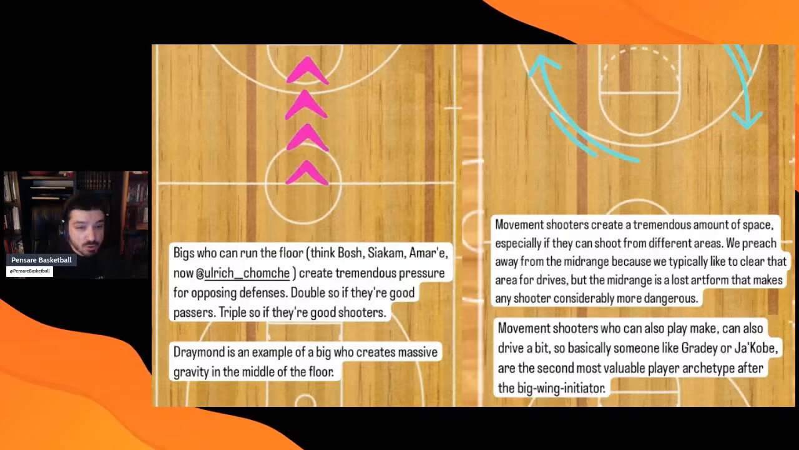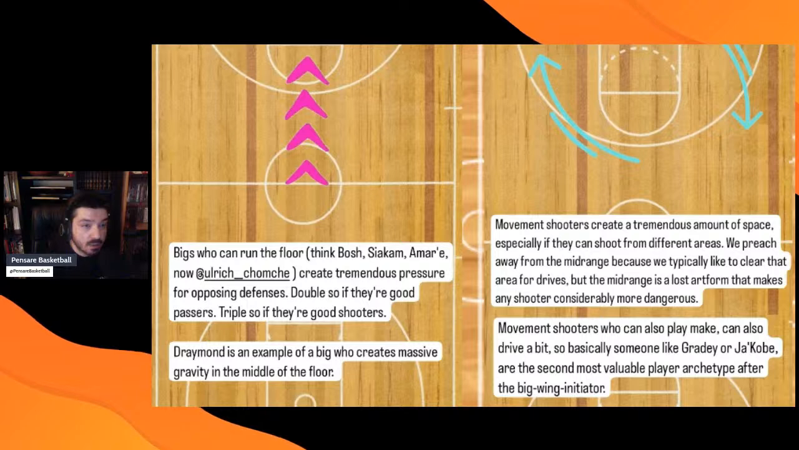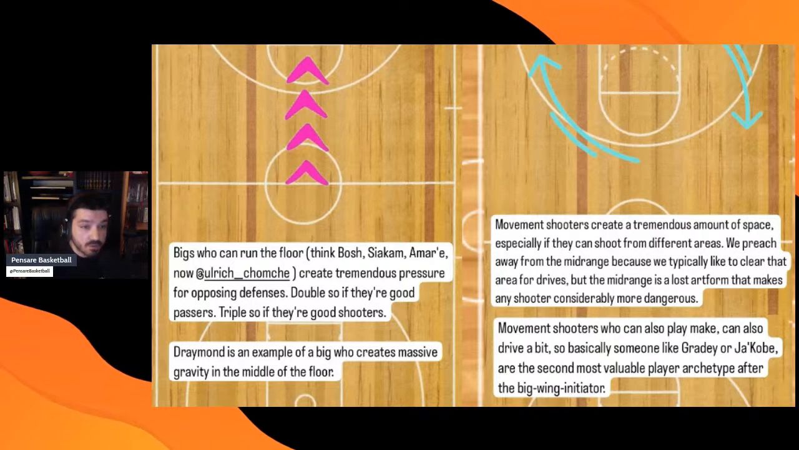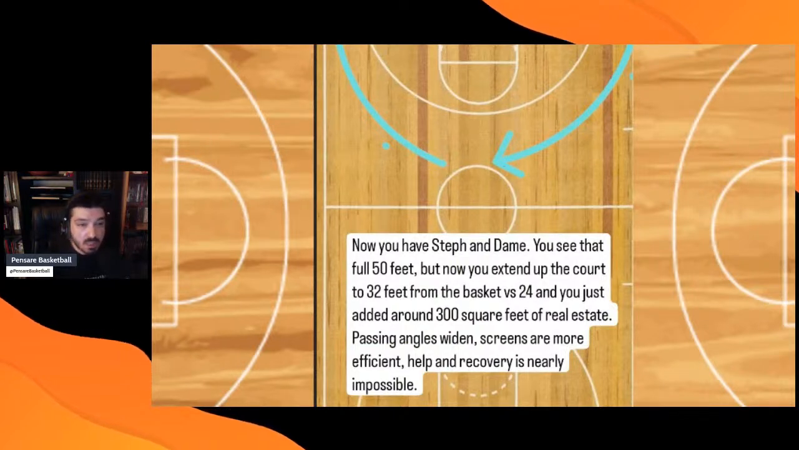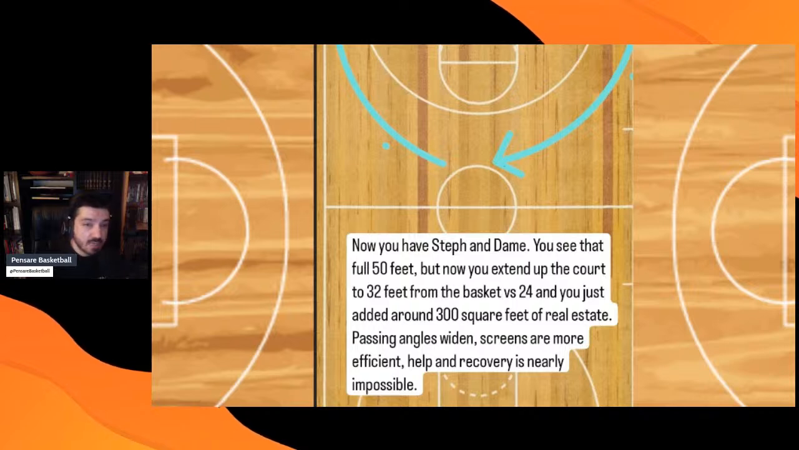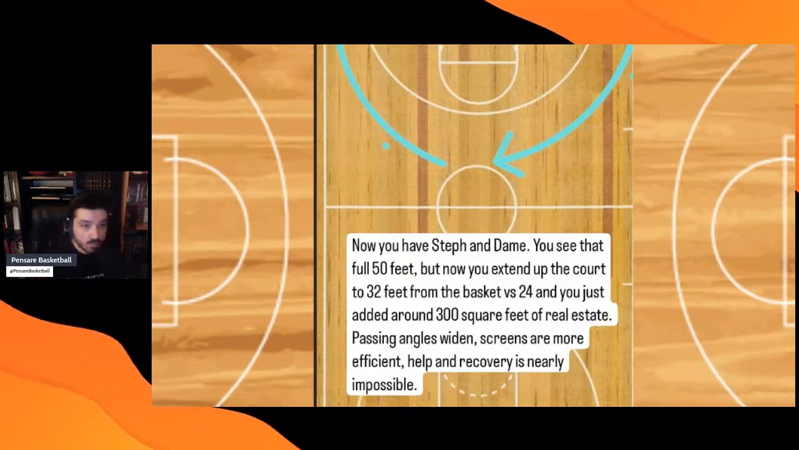Anyways, movement shooters are a cheat code, and there's a reason why, especially guys who can play make and score off the dribble. They are like one of the most valuable archetypes. Now we start talking about generational archetypes, and that is where you get Steph Curry and Dame Lillard. And the point I want to emphasize here is deep movement shooters.